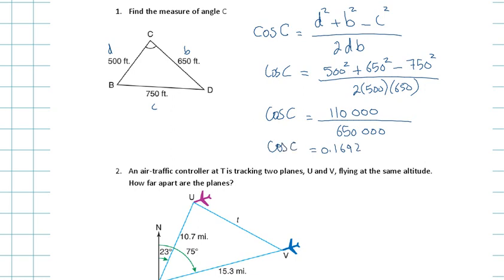Now if you want to find angle C, what do you have to do? Cosine inverse. Yeah. And then what was it? 80.